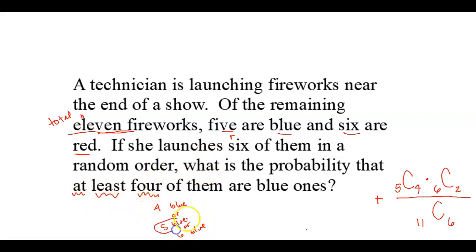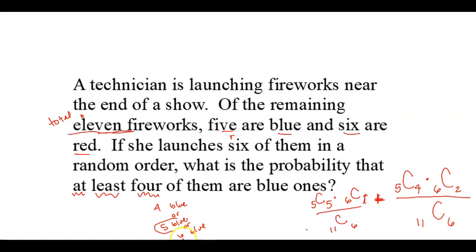So if there are 5 blue, this would change just a little bit. It would be 5 choose 5 times... now, if I choose 5 of them that are blue, then that means there's just 1 left over to be red. So it would be 6 choose 1, and then over our total number. So I would have to add these together.